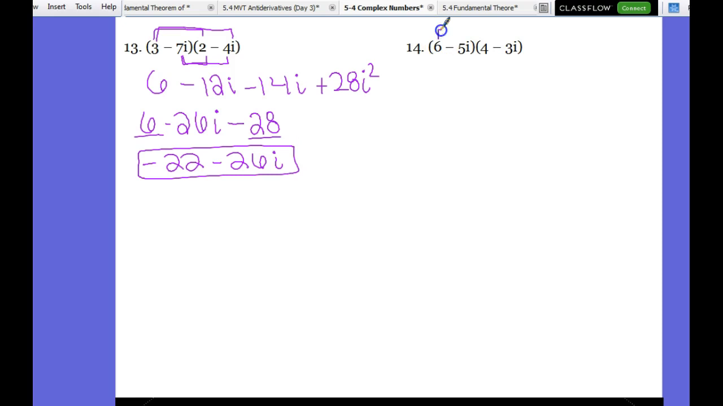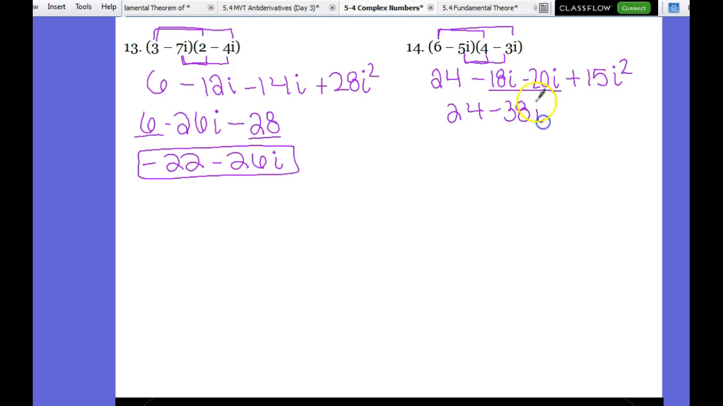One more time. 6 times 4, 24. Negative 18i. Negative 20i. Positive 15i squared. Group. i squared became negative 1 times 15, which is negative 15. 24 minus 15 is 9, minus 38i.